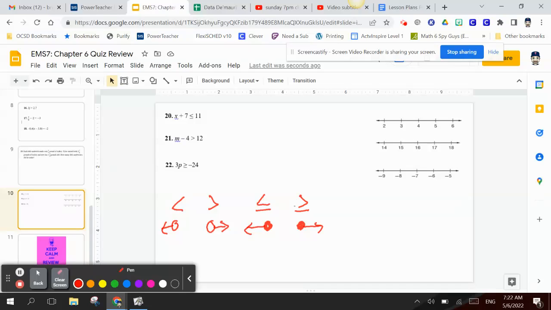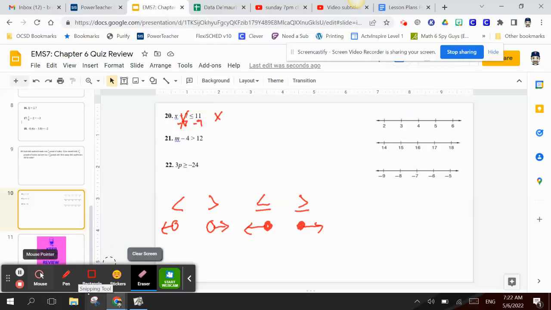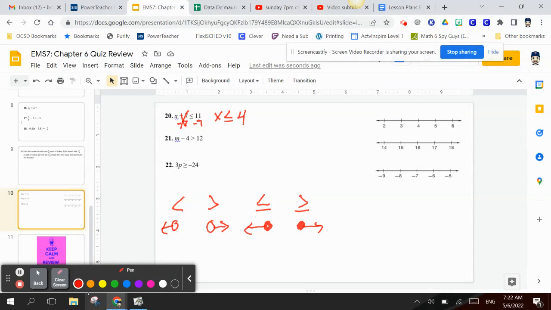So to graph our data, I have x plus 7 is less than or equal to 11. So the same thing, I want to subtract 7 from both sides. 7 minus 7 is 0. I get x equals 11 minus 7, which is 4. Sorry, does not equal 4. As x is less than or equal to 4.